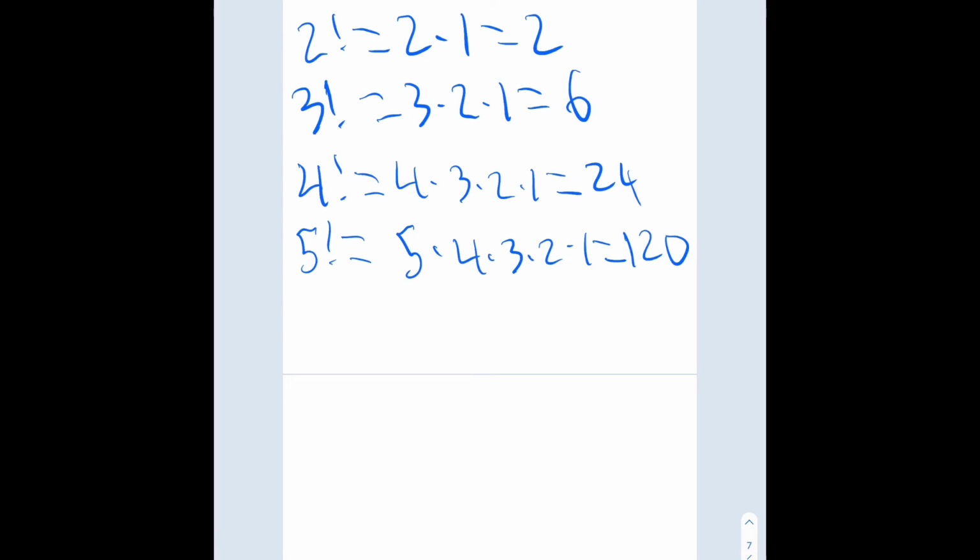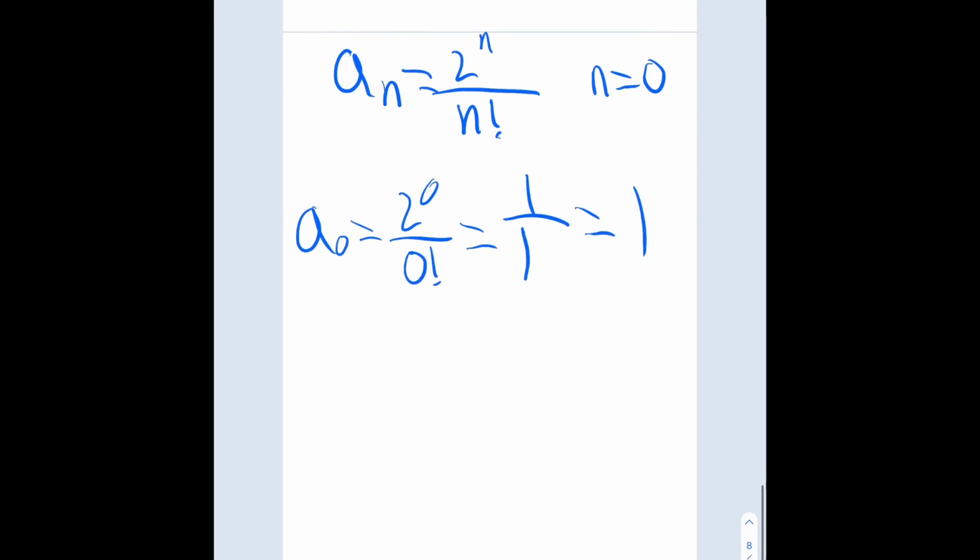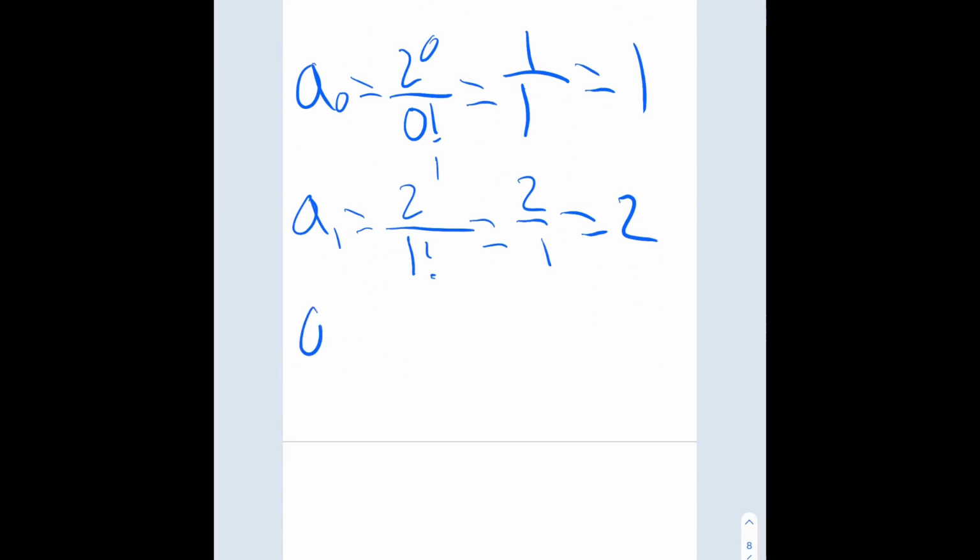All right, so writing the terms of a sequence involving factorials. If you get a sequence that looks like 2 to the nth power over n factorial, we're going to start at n equals 0. As I go through, I'm plugging these in and using my knowledge: any number to the power of 0 is 1, and 0 factorial was that weird case that we said was 1. So a sub 1 is 2 to the first power over 1 factorial. 2 over 1 equals 2.